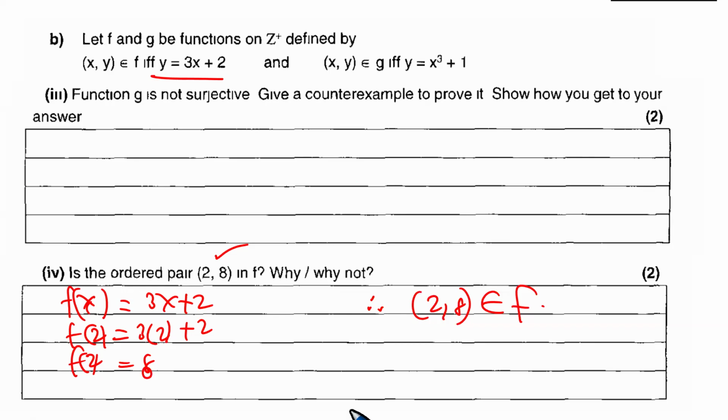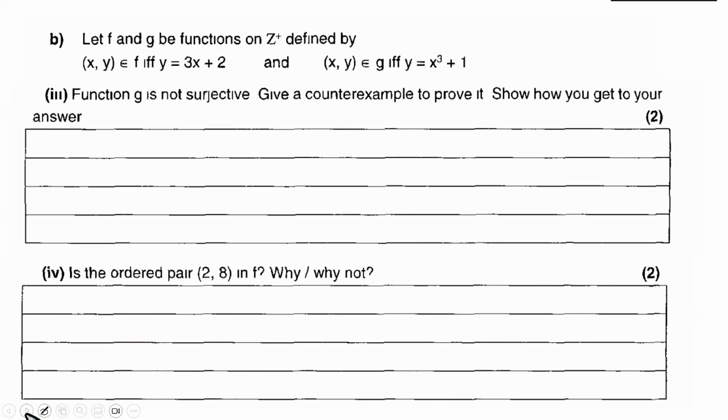Whenever x is 2, then y is 8. So yeah, we have proven that this ordered pair of 2 and 8 lies in F. Okay, 2 marks there, achieved. Move on to the next one, just practice more.